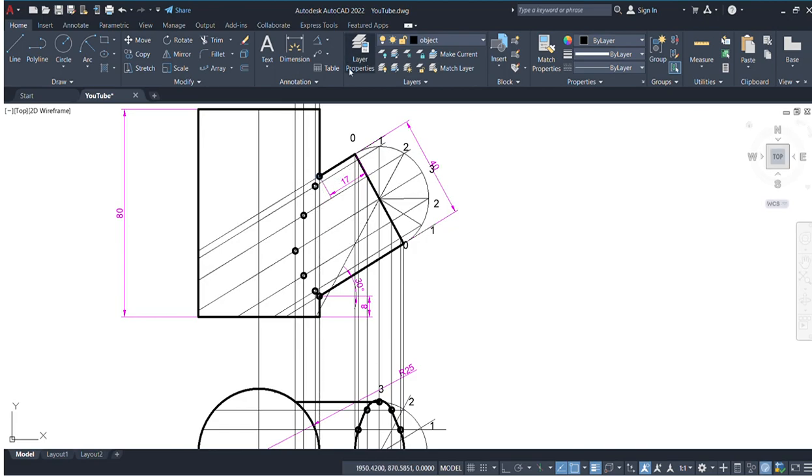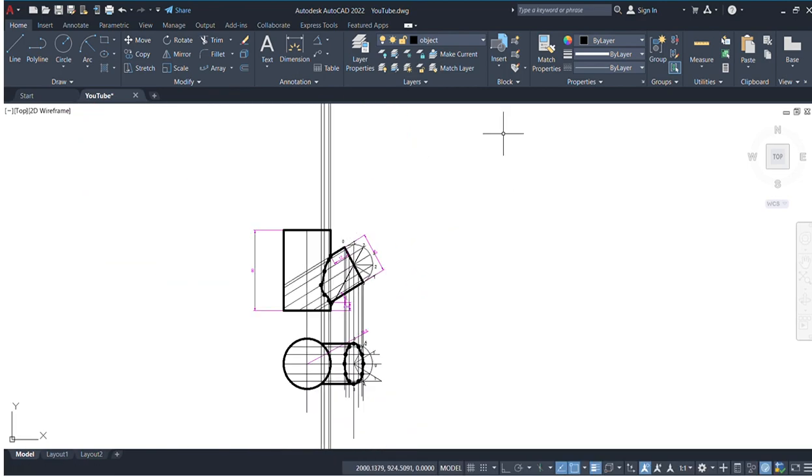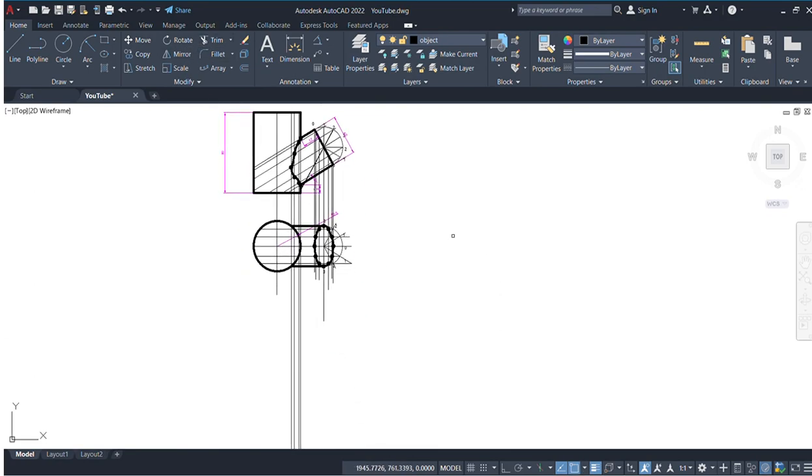So next thing you do, join these points using a fair curve. So with that, you now have the curve of intersection, the required curve.